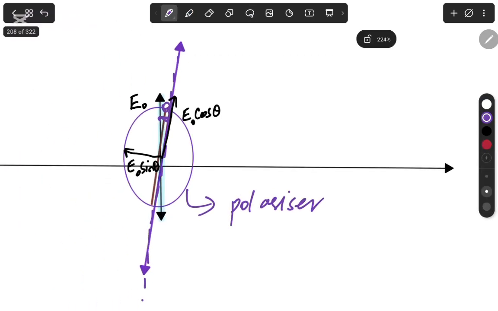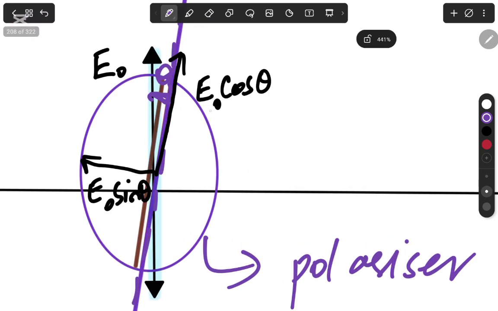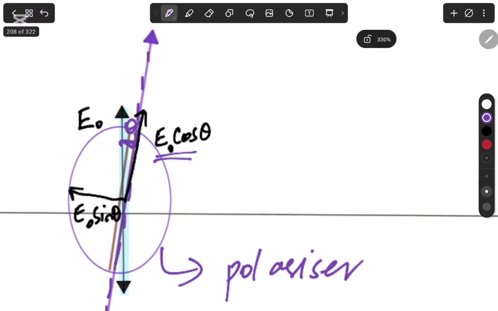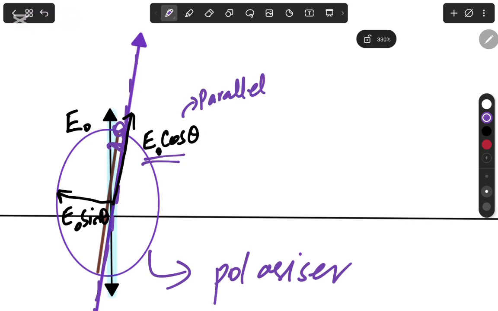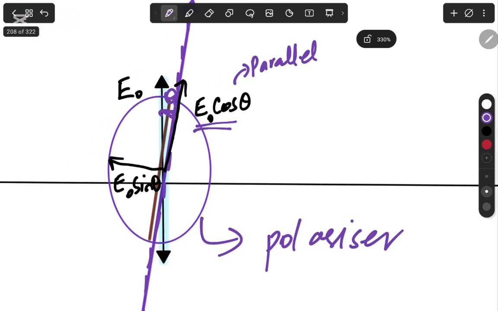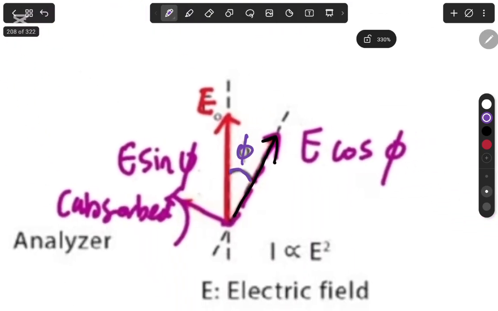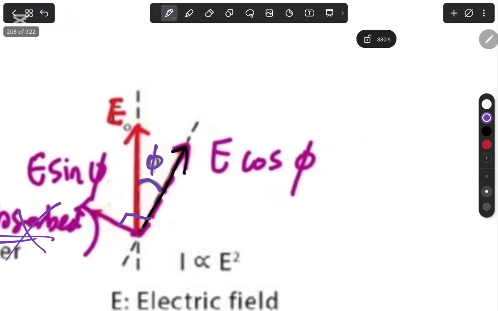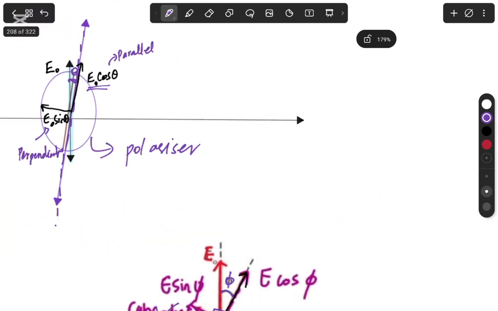Now, if you notice here, this component E cos theta is parallel to the transmission axis. Okay, and then E naught sin theta is going to be perpendicular. I think it's better visible with this diagram. So you can notice there's a 90-degree angle. So E sin theta will be absorbed. It's gone. It has been absorbed. E cos theta will pass through.